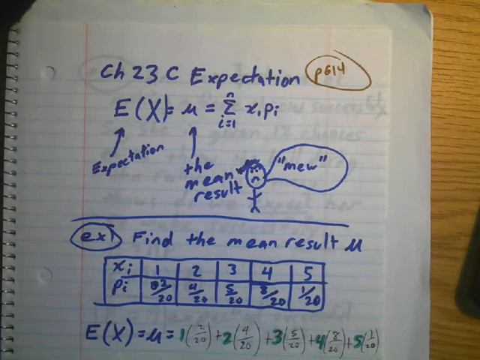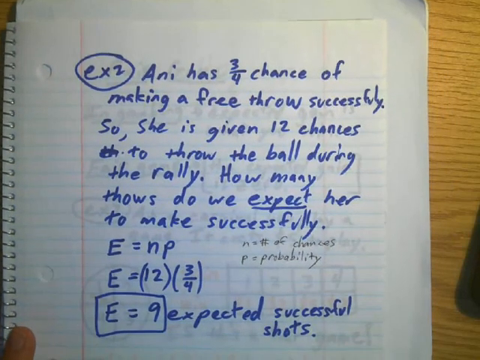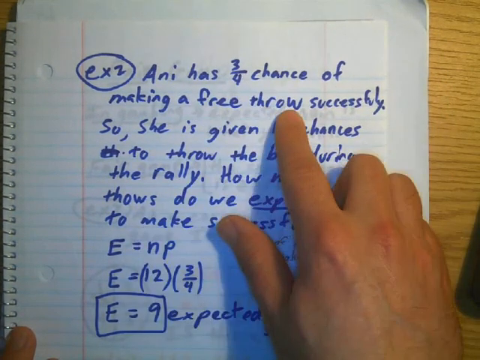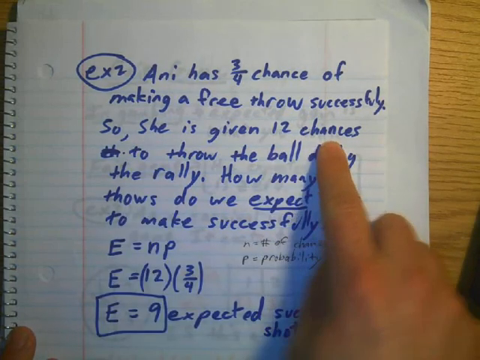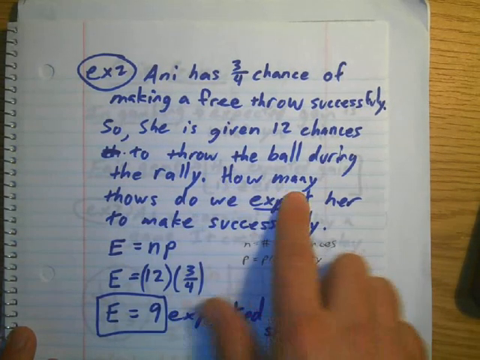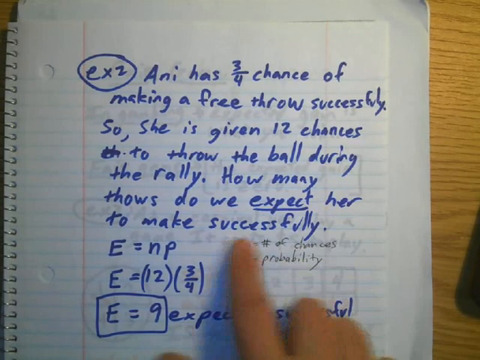All right. Here's another example that'll help you with your homework. Okay, Annie has a 3/4 chance of making a free throw successfully. So she's given 12 chances to throw the ball during the rally. How many throws do we expect her to make successfully?